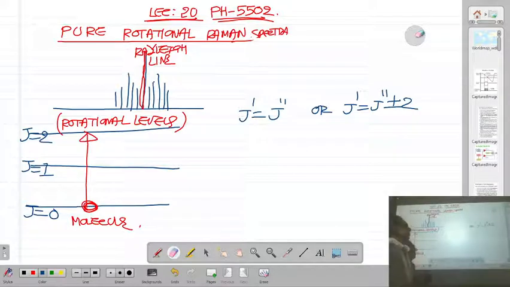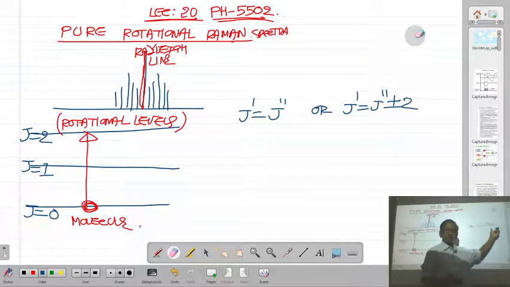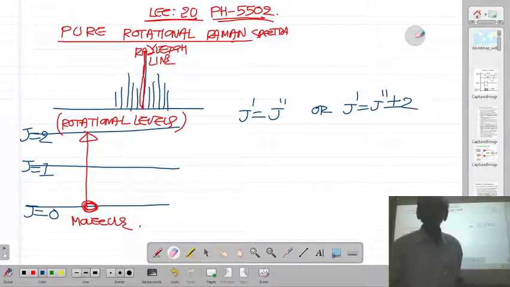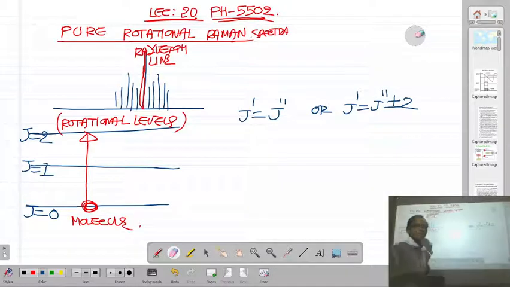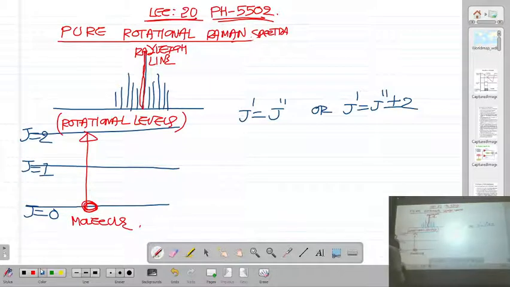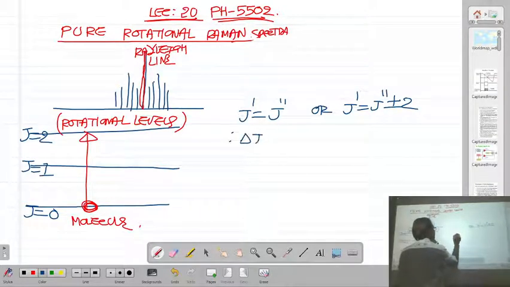So the values of rotational quantum number J dash for which the matrix element is not equal to 0 will become the selection rule for rotational transitions. Now when J dash is equal to J double dash, then delta J is equal to 0.